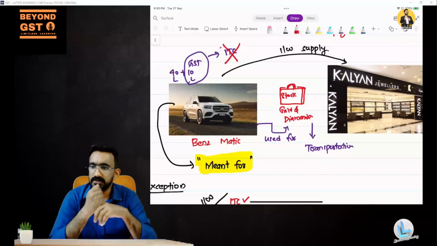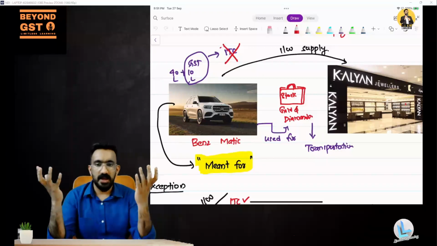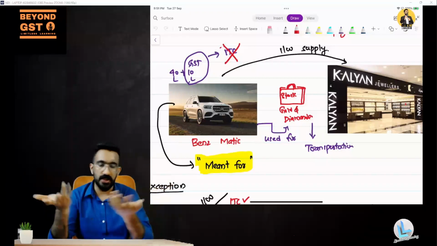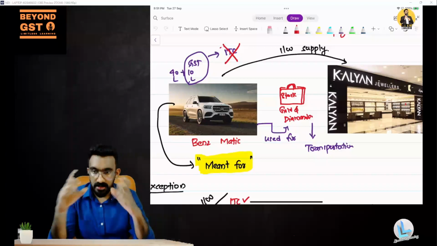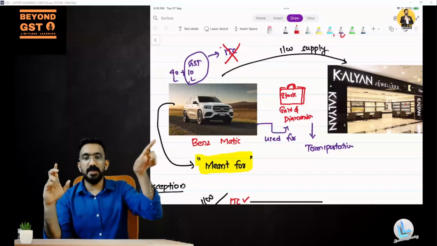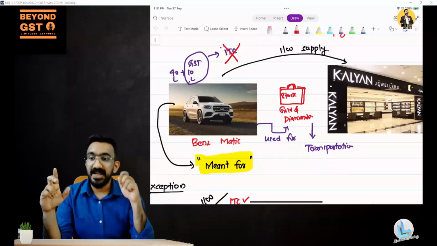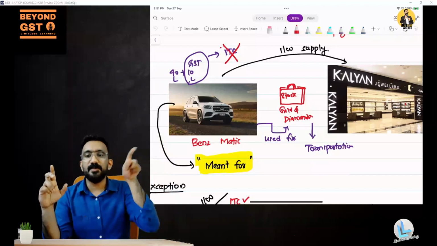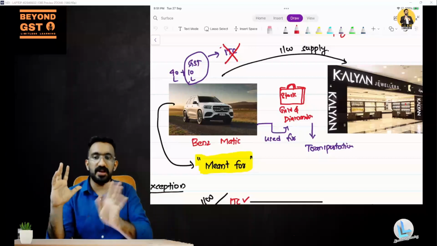Can they take the credit? The contention of Kalyan Jewelers is that they're saying, see, I'm using it for transportation of goods only, my jewelry is being transported. Can they take the credit? No. Why? Because here the end use is not what matters. What was it meant for? Is the Mercedes Benz meant for transportation of goods or for transportation of passengers? It is meant for transportation of passengers. Thereby, you won't get the credit. The end use is not relevant.